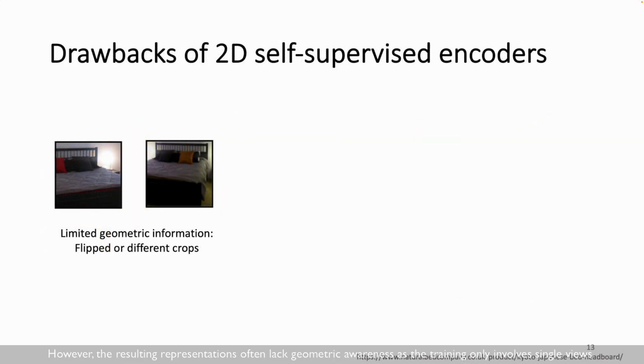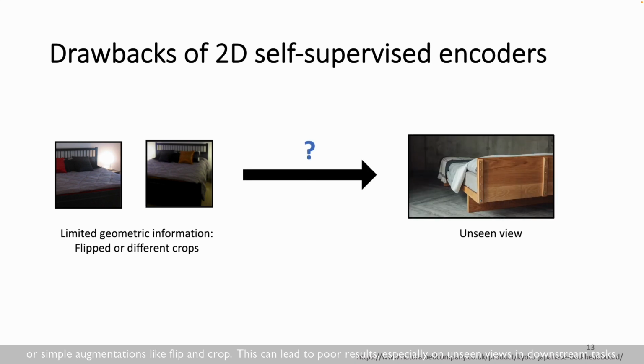However, the resulting representations often lack geometric awareness as the training only involves single views or simple augmentations like flip and crop. This can lead to poor results, especially on unseen views in downstream tasks.